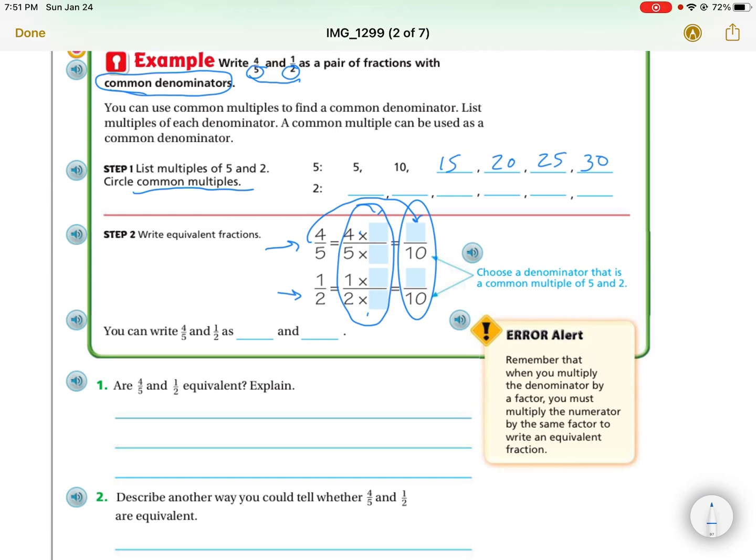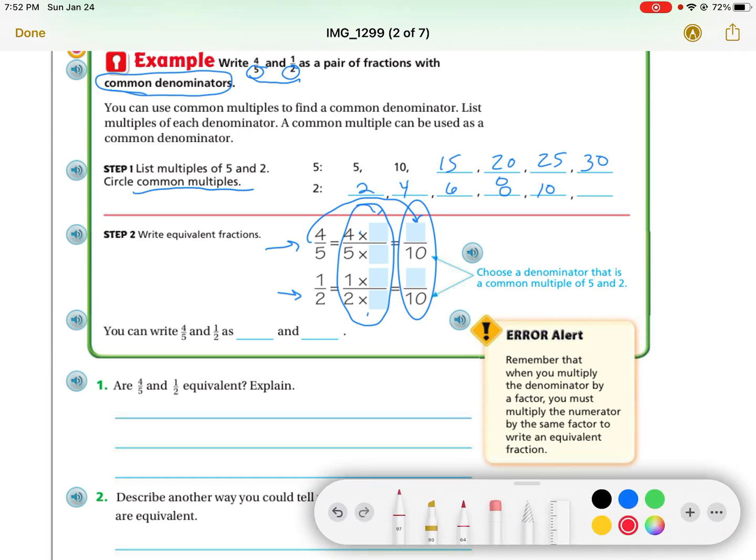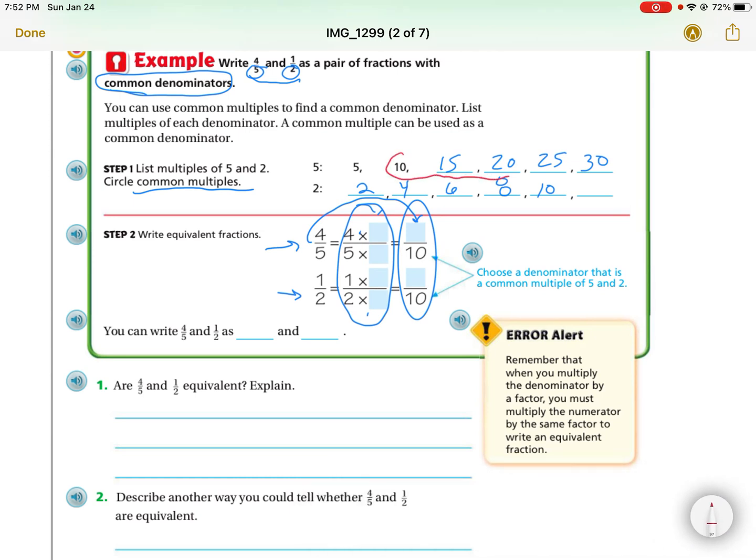And that's, so 2, 4, 6, 8, 10. And immediately, I can stop at 10. I could fill in the next one. I see that I have a common multiple. That's now my denominator. It's now my new bottom part of my fraction.